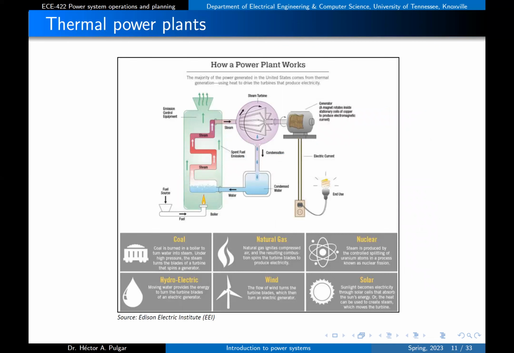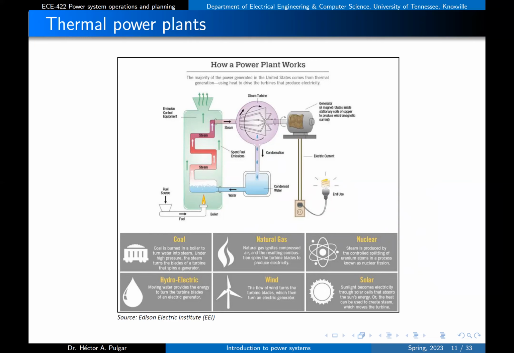Power generation. The power generation can be sketched for the thermal power plant, basically by this scheme. What is at the heart of the power plant is the generator. In the generator, basically what we need is mechanical power. We need some force that can create some motion, movement inside that generator. How can we create that motion? It doesn't matter. Let's find a mechanical source that can provide that. And the most important one was the coal power plant.